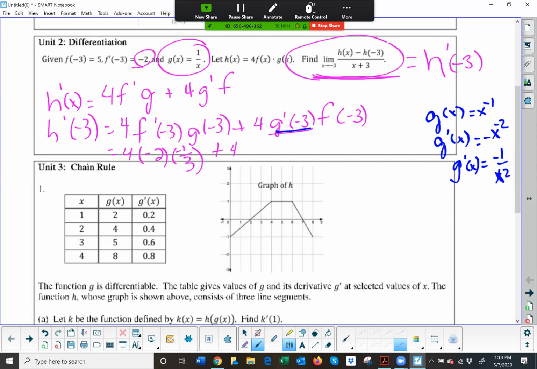I needed to evaluate G prime at -3. So it looks like we are going to get -1/9. The negative on top holds, the -3 gets squared, making it positive. And then f of -3 is 5. If you did not want to simplify, this is a perfectly acceptable answer just like it is. So I would just move on, save the time frame.